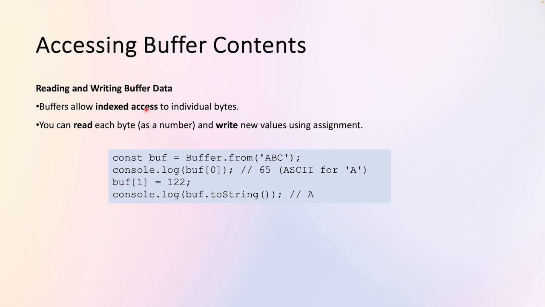So buffer allows indexed access to the individual bytes. Consider I have created one buffer and stored the string ABC in it. If I now access buffer[0], which is the first byte of the buffer and points to A, it will return 65, which is the code for A. And if I now assign something to buffer[1], we are replacing the original value of the buffer.